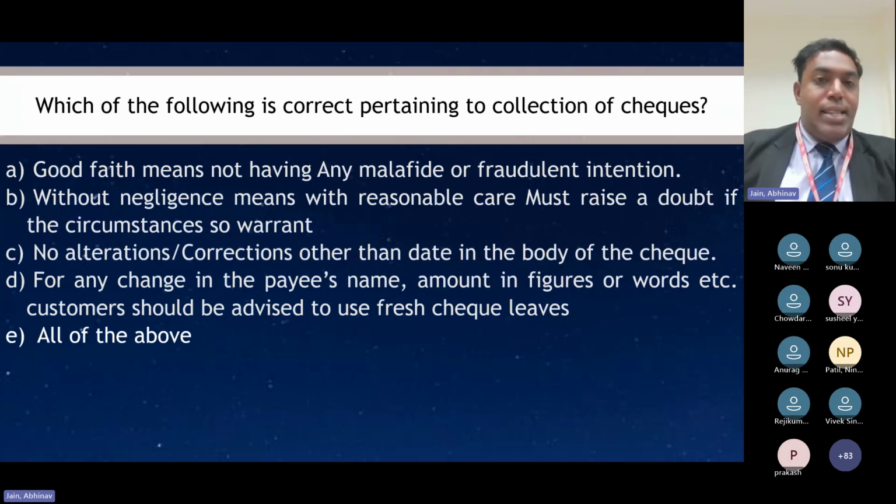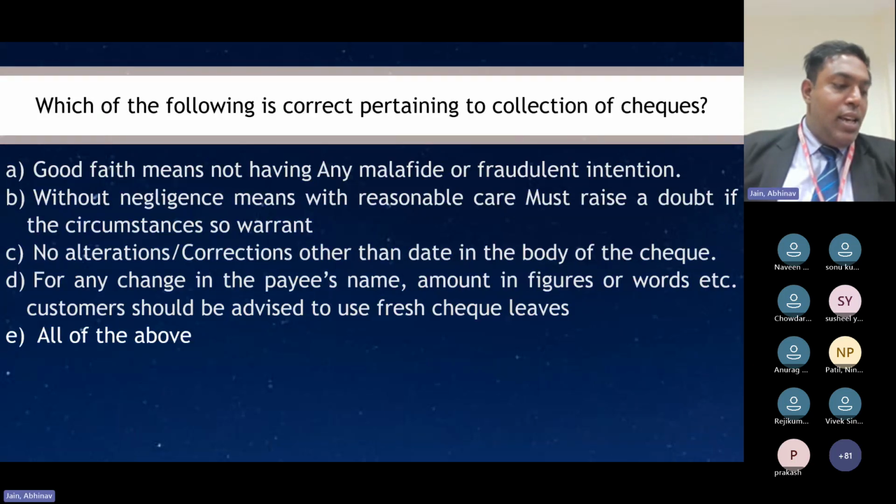Which of the following is correct pertaining to collection of the check? Good faith means not having any mala fide or fraud intention. Without negligence means with reasonable care, must raise a doubt if circumstances so warrant. No alteration other than date in the body of the check is allowed. And for any change in payee's name or amount in figures or words, the customer should be advised to use a fresh check leaf. Which of the following is correct pertaining to the collection of the check?